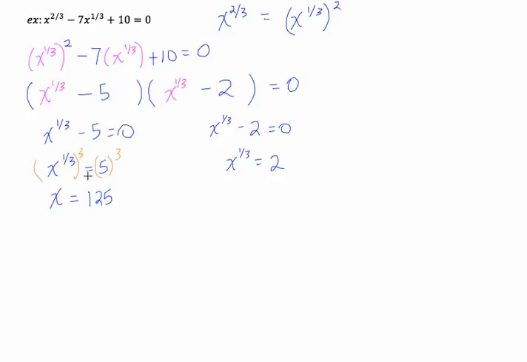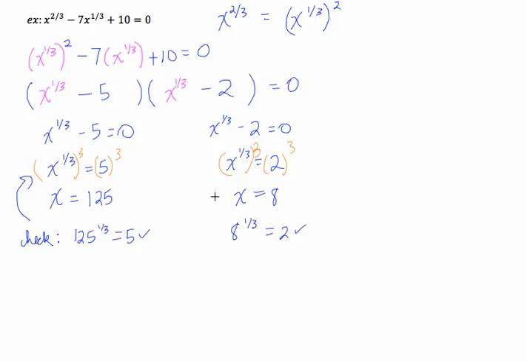Okay, now anytime you square or cube both sides, you do have to check your answer. So we will check that. We can check that by coming right back up to here, because that's the point before we cube both sides. And if you check, 125 to the 1/3 power does in fact equal 5, so that works. And doing the same thing over here, cubing both sides, we get x equals 2 cubed is 8, and in fact, yes, 8 to the 1/3 does equal 2, so that does work. So those would be the two solutions in this case.